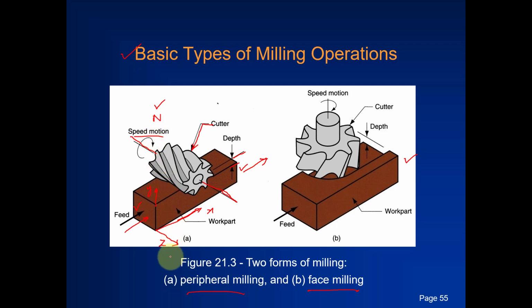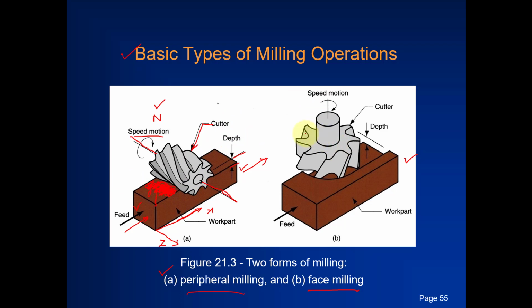We define peripheral milling as that type of milling in which the axis of the cutter is parallel to the surface which is being machined. So this is the surface, and you can see that this surface and this axis are both parallel. That type of milling operation is known as peripheral milling.